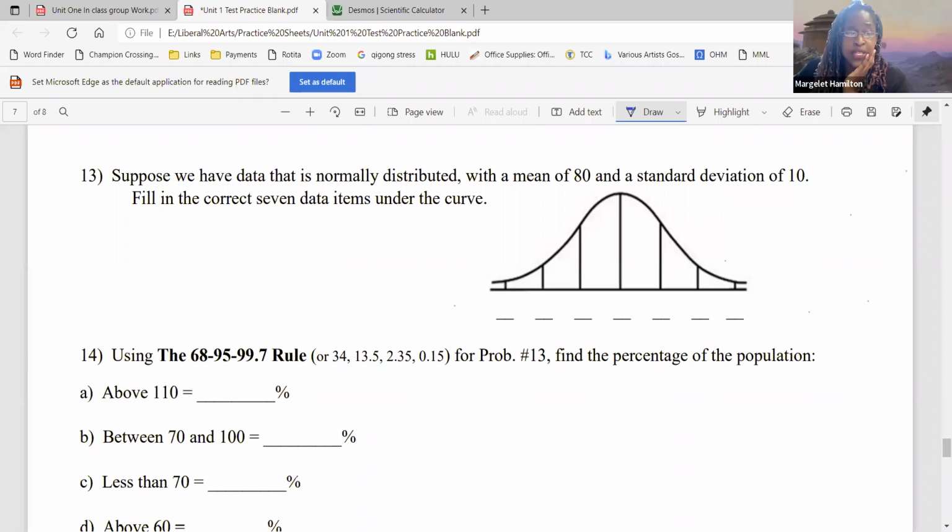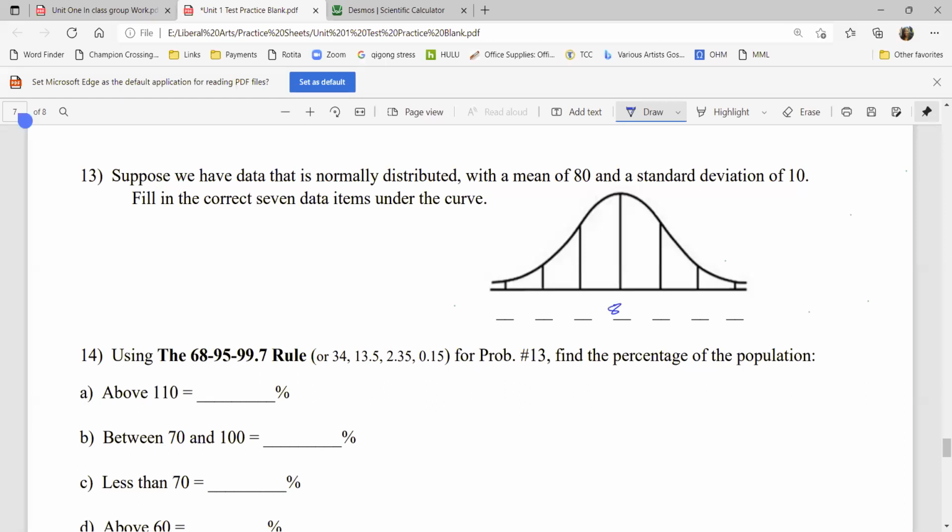So it says, suppose we have data that is normally distributed with a mean of 80 and a standard deviation of 10. Fill in the correct data items under the curve. They gave us some lines here that we can fill in. We always start with our mean, which is in the middle. So here's our 80. As we move to the right, remember, this is just like a real number line. When we go to the right, we're adding some stuff. When we go to the left, we subtract some stuff.